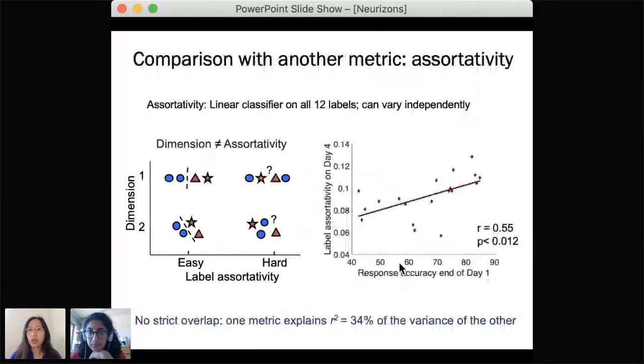Yeah, here it is. So here actually we did look at just comparing it to the linear classifier across all labels, which we called assortativity, and we can see in this graph that the dimension which we're using and assortativity measure different things, because something could be, let's say, high in assortativity and yet low in dimension, and vice versa. And we actually saw that while it does capture some things, one metric explains not a huge amount of variance of the other. So there's not really a straight overlap. So I think that dimension is capturing something different.